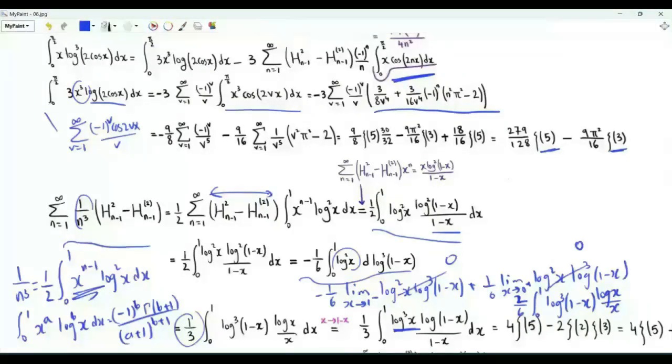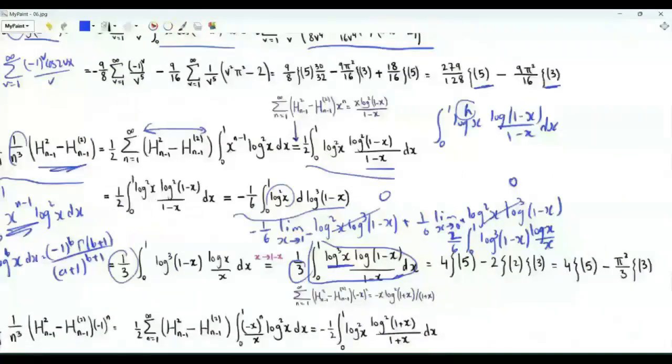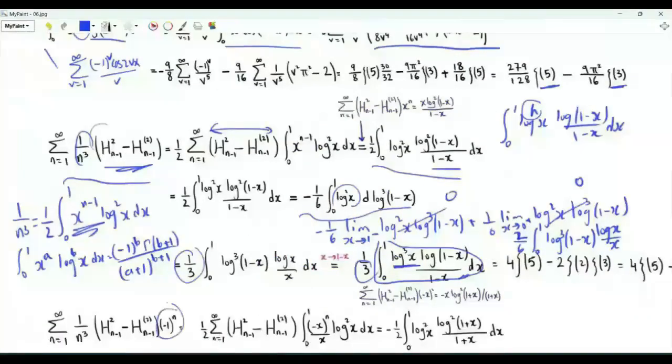In a previous video, we obtained the integral x from 0 to 1 of log x to the power k, where k is a positive integer, log 1 minus x over 1 minus x. When k is equal to 3, we get 12 zeta of 5 minus 6 zeta of 2 times zeta of 3. Dividing by 3, we find that this sum is equal to 4 zeta of 5 minus pi squared zeta of 3 over 3.